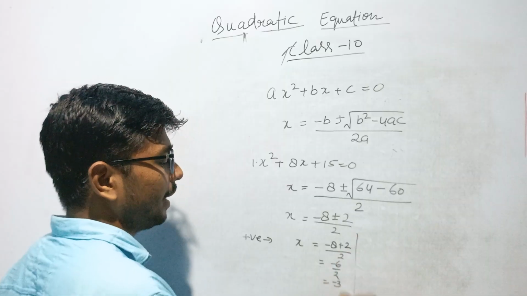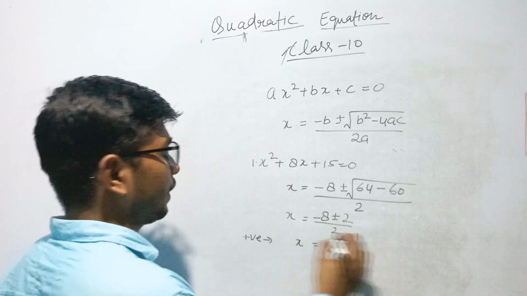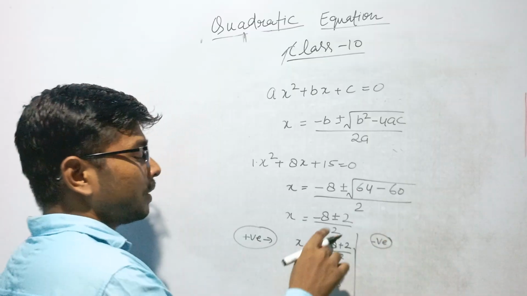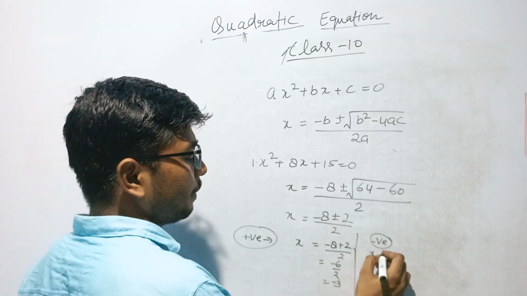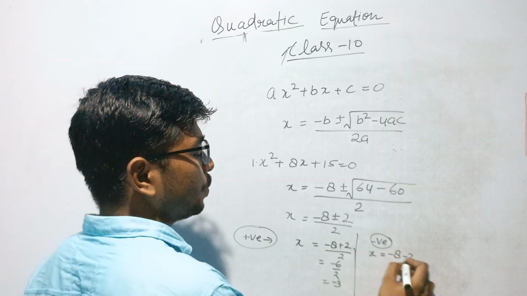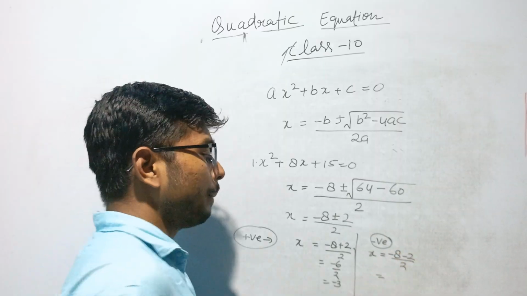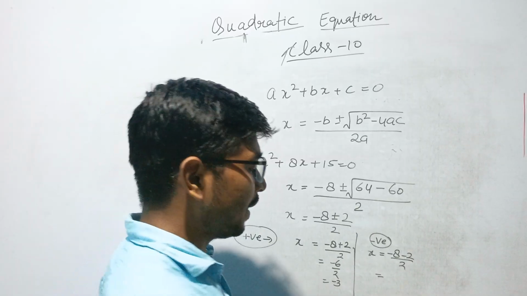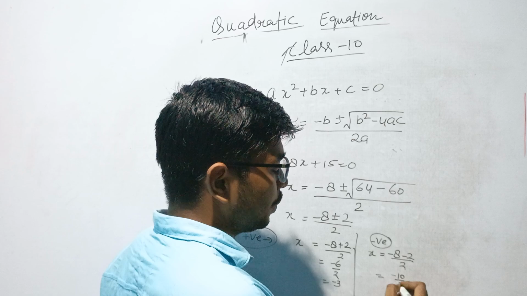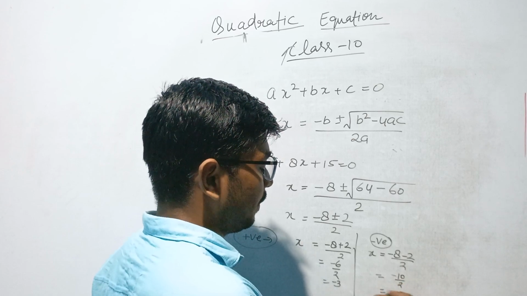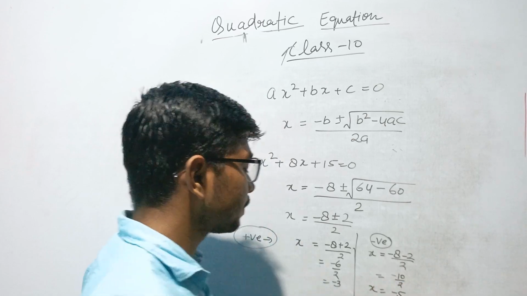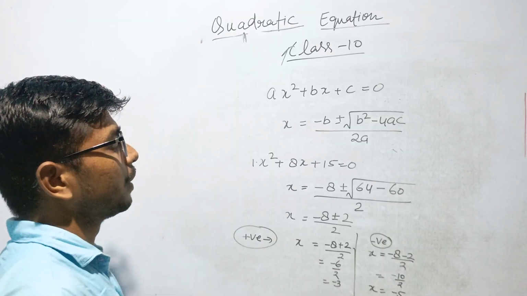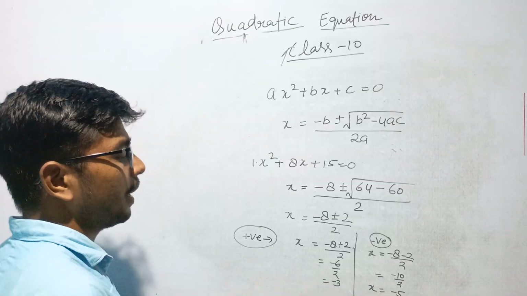Right. Now take the negative sign. So x will be minus 8 minus 2 by 2. Minus 8 minus 2 will be minus 10. Minus 10 by 2, so you will get minus 5. Right. So this will be our answer.